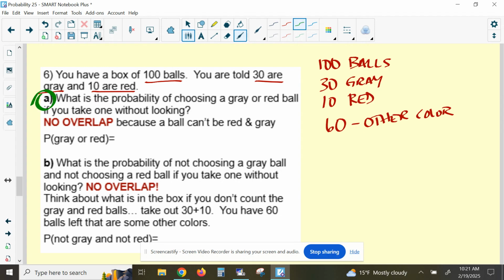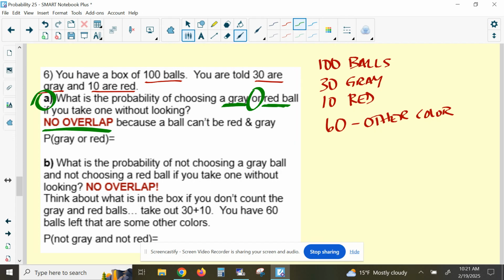It says, what is the probability of choosing a gray or red ball if you take one without looking? So what should I underline? The or, yes. Gray or red. So this is an or problem, which means I'd be happy if it was gray. I'd be happy if it's red. Does it have to be red and gray at the same time? Is that even possible? No. So that means there is no overlap because you can't be gray and red at the same time.